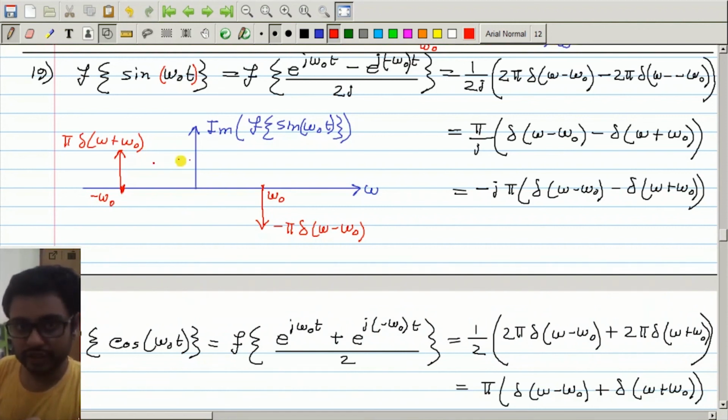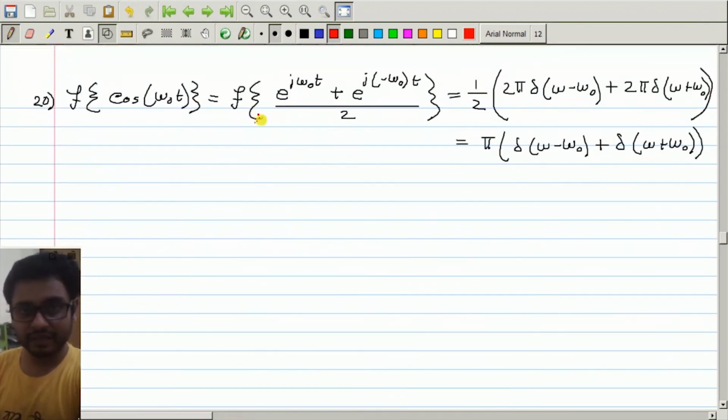Okay, so this is the spectrum, or the imaginary part of the spectrum, of sine omega naught t. And previously we have seen that the imaginary part of the spectrum or Fourier transform of any real signal must be odd in nature, and that we also see in this example.